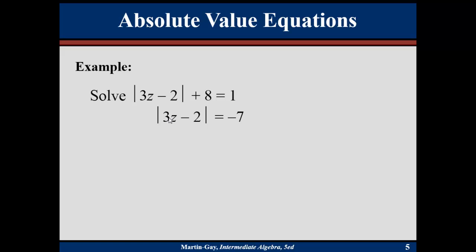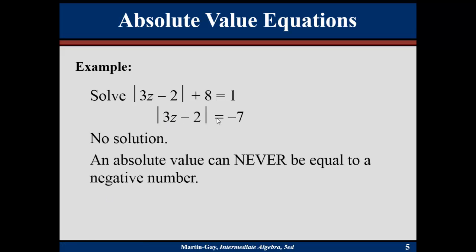Now remember, every time we take the absolute value of something, we end up with a positive answer. So therefore, if you have this setup, where we have the absolute value of whatever this is, and it says that it's equal to a negative number, that is not possible because anytime we take the absolute value of something, we get a positive answer. So in this case, it would be no solution.